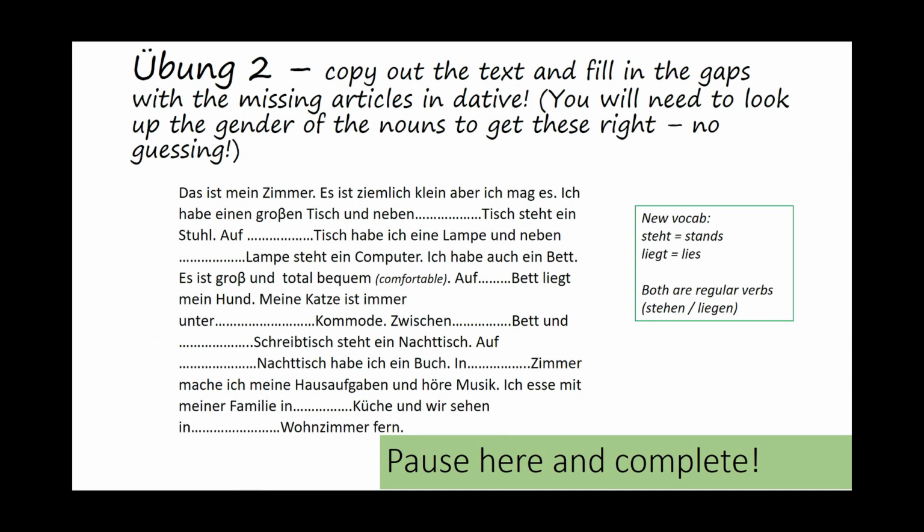Und Übung 2. Copy out the text and fill in the gaps with the missing article in dative. You will need to look up the gender of the nouns to get this right. No guessing. So you have to write out the whole text here, and there's two bits of new vocabulary which you should pay attention to. They're in the box on the right. We have two slightly new verbs. Steht comes from the verb stehen, which means to stand, so steht means stands. And liegt comes from the verb liegen, which means to lie.